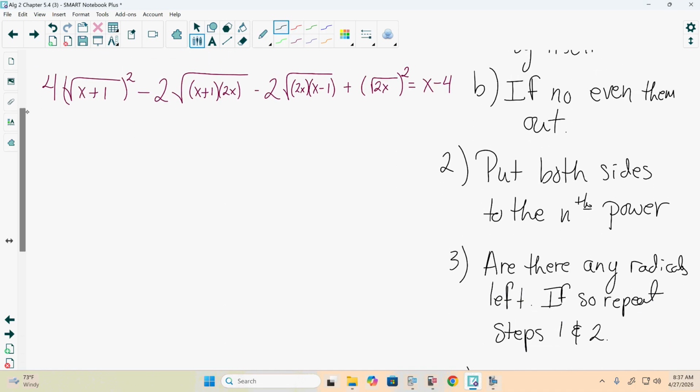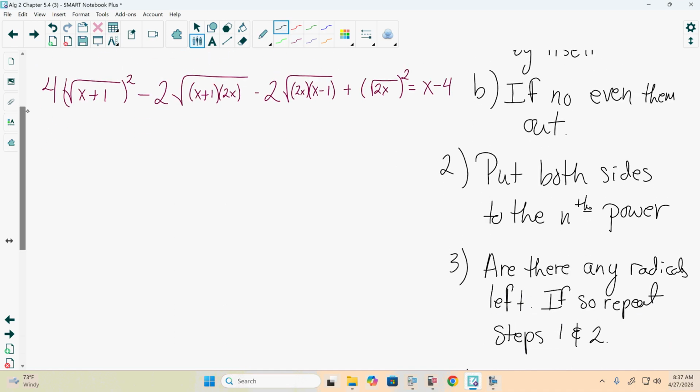Now, yes, this problem's got a little bit bigger, but it will simplify here in a second. Here, the square root and square are going to cancel, leaving us with 4 times this x plus 1, what's inside, minus 2.